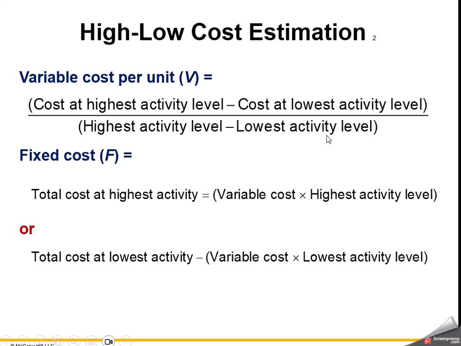And then you'll calculate out what your fixed costs are based on your variable cost times your highest activity level, or your variable cost times your lowest activity level, and then subtract that from the cost at that highest level or that lowest level.